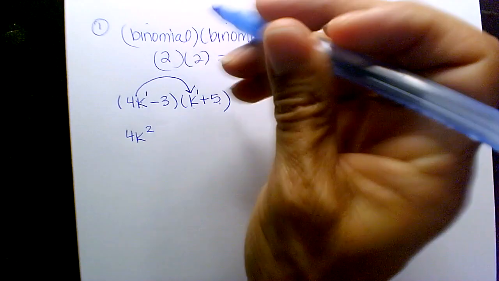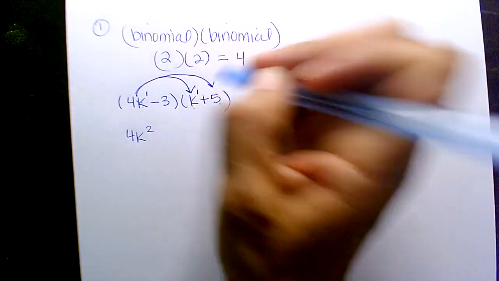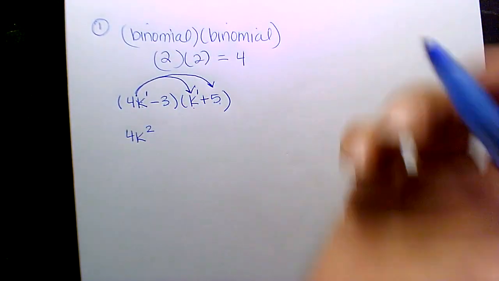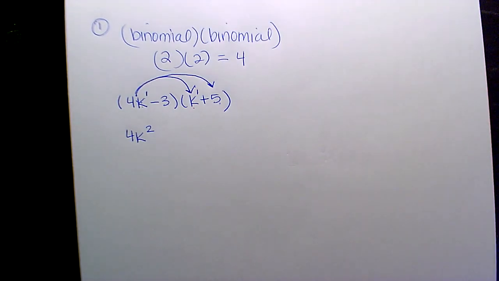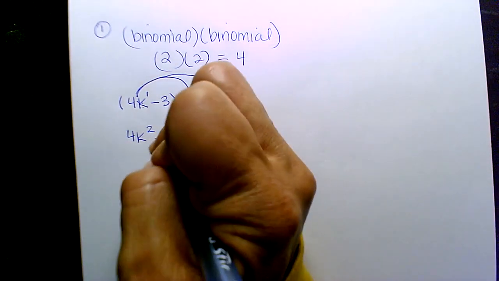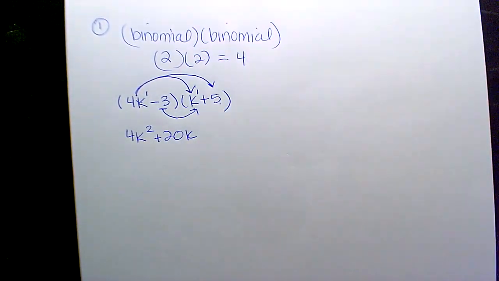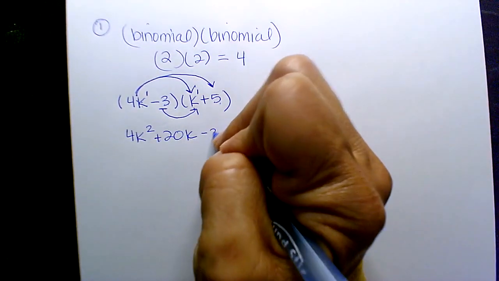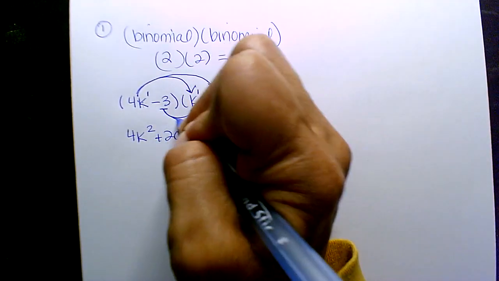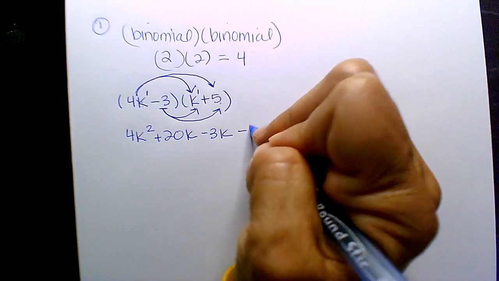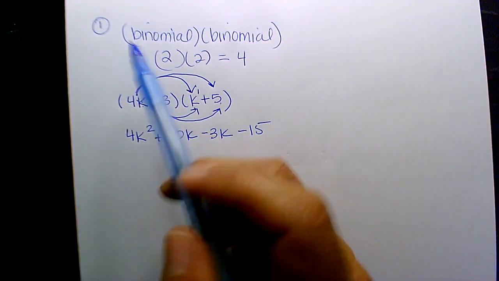What is 4k times positive 5? 4k times positive 5 is 20k, right? Because 4 times 5 is 20. So then you write that, and now you're going to go to the next term. And now what is negative 3 times k? That's negative 3k. And then what is negative 3 times positive 5? Negative 15. So there are my 4 terms.